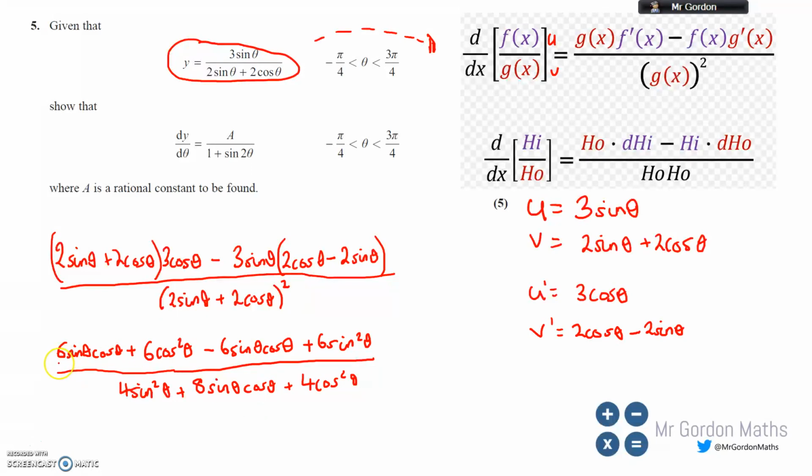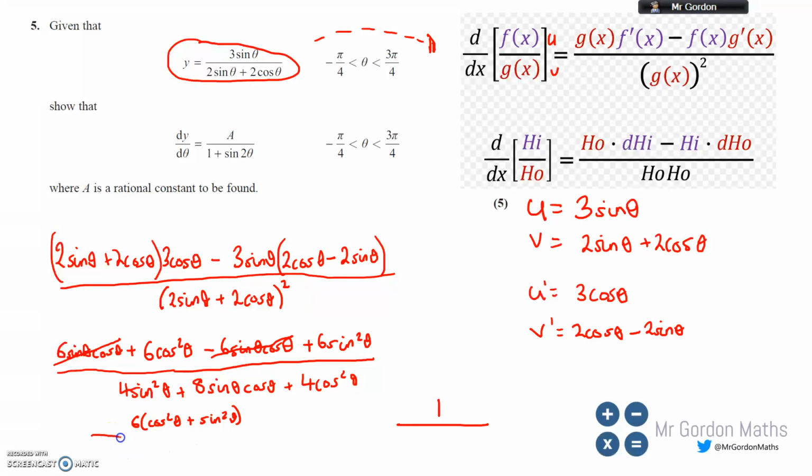Terms that will cancel. This 6 sine theta cos theta minus 6 sine theta cos theta is 0. You've got 6 cos squared theta plus 6 sine squared theta. If I do a factorisation of that, it's more obvious what's going to happen there. So you're going to end up with 6 times cos squared theta plus sine squared theta. Just factored out the 6 from what's left on the top. And that's going to be 1. 6 times 1 is 6. So I'm going to start a new bracket over here. This is good. Starting to get a constant here with nothing on top.